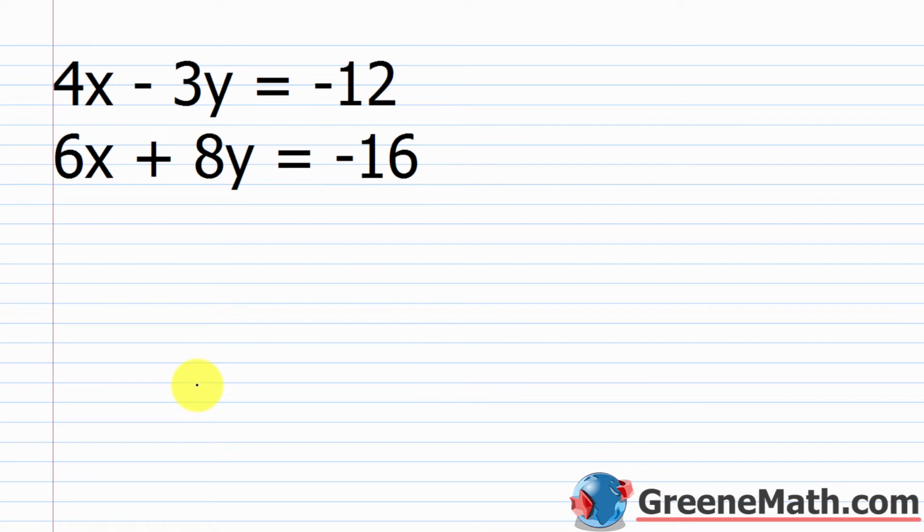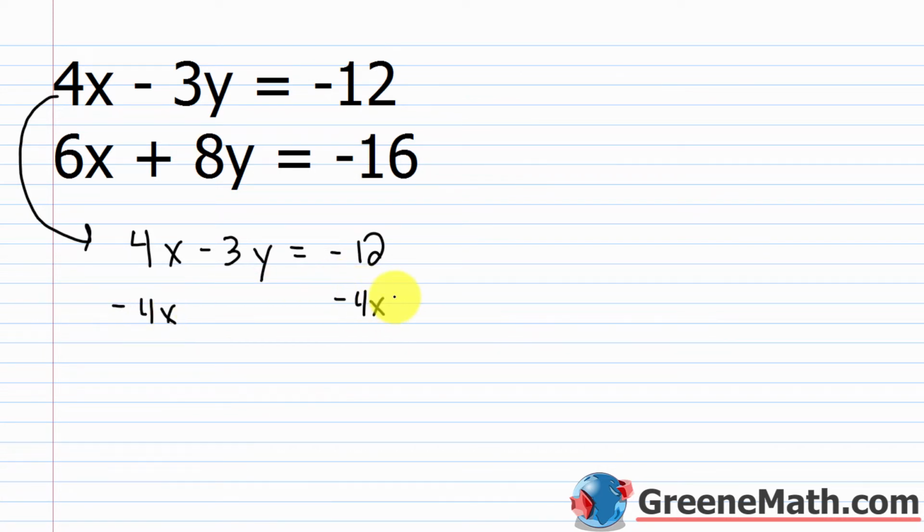All right, let's take a look at another one. We have 4x minus 3y equals negative 12, and we have 6x plus 8y equals negative 16. Okay, so again, I'm going to solve each for y, and I'm going to do this a little quicker this time. So I have 4x minus 3y equals negative 12. Subtract 4x away from each side of the equation. So that's gone. I'd have negative 3y is equal to negative 4x minus 12.